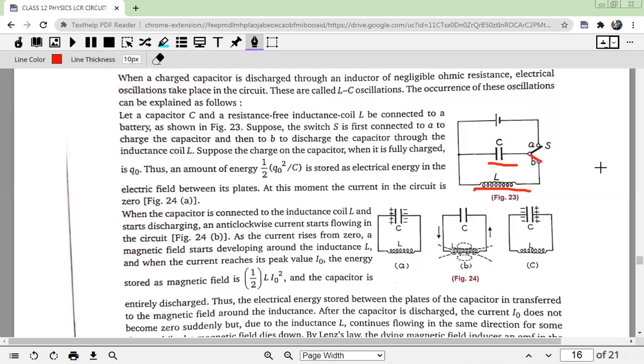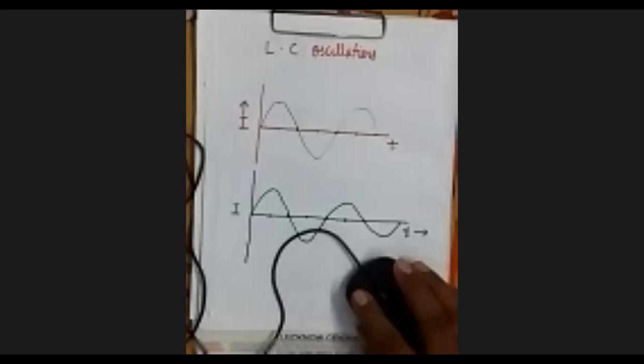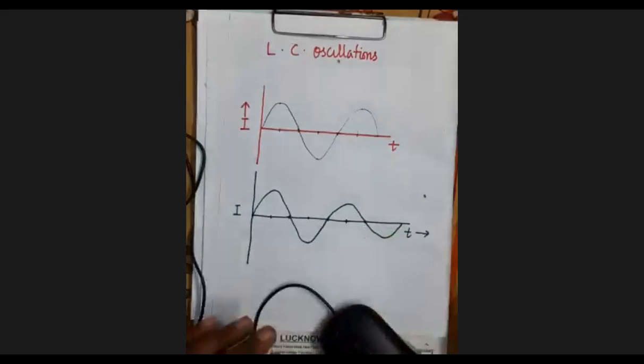This way also you can connect. You can disconnect from there and connect it to A. Now initially this capacitor is connected to this cell, this battery. When it is connected to the battery, what will happen? The capacitor will be immediately charged.